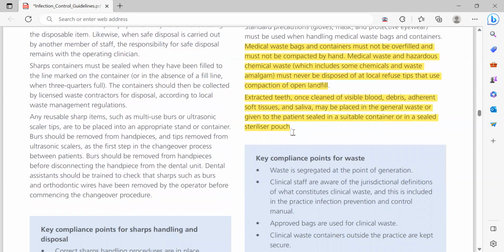Because sometimes, mainly kids generally ask for their tooth for the tooth fairy. So you can clean the tooth and remove the debris. Not you, I mean your dental assistant would clean that tooth and pack it into the sealed sterilizer pouch, and that you can give to your patient.